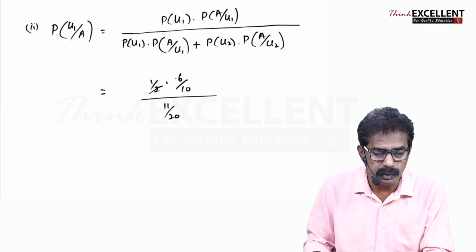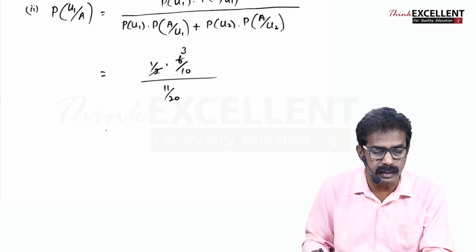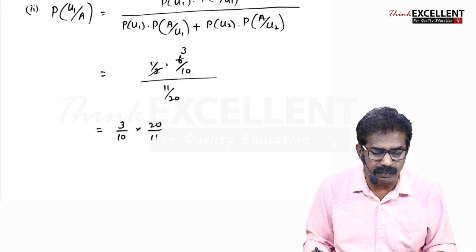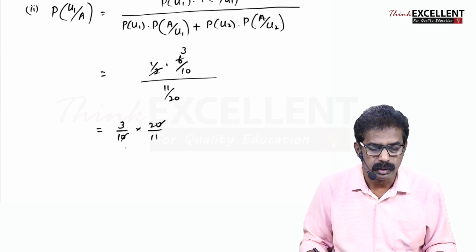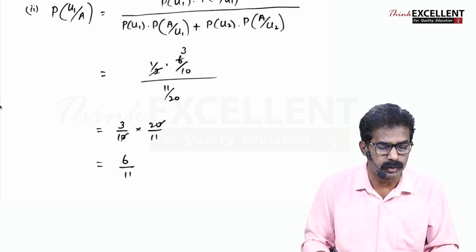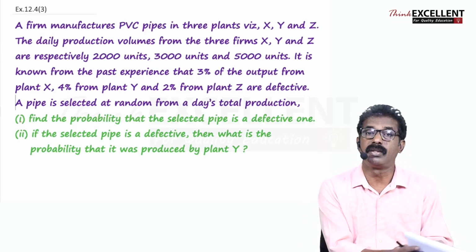So 2 tables you cancel, you are getting 3. So you are getting 3 by 10 divided by 11 by 20. You write into 20 by 11. 10 cancel. So your answer is 6 by 11. Okay, hope you understood this. Okay, now let's move on to the next question.